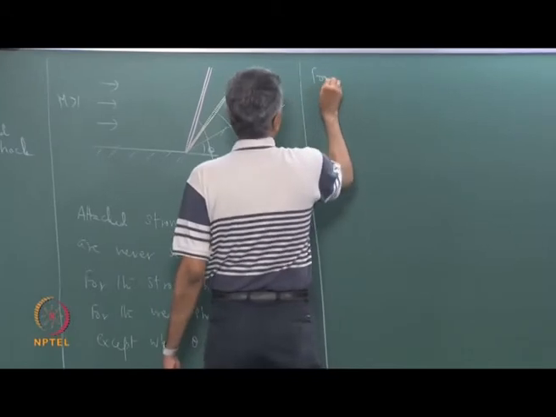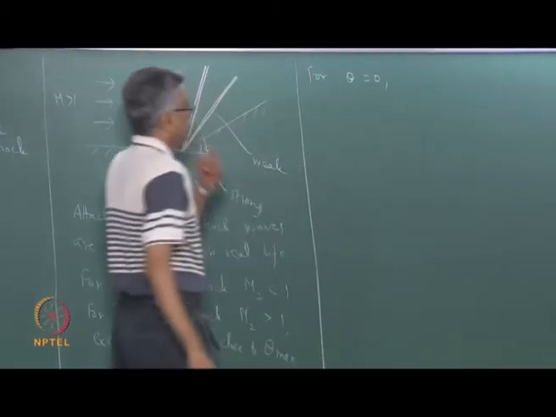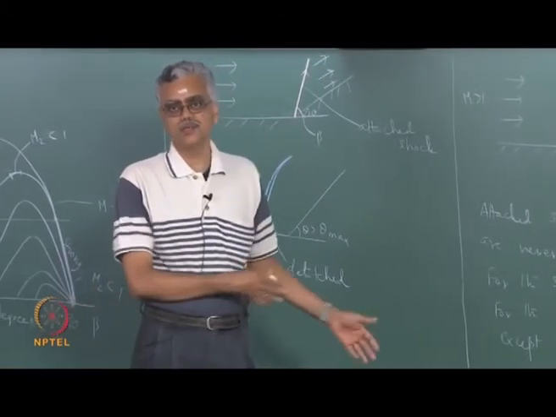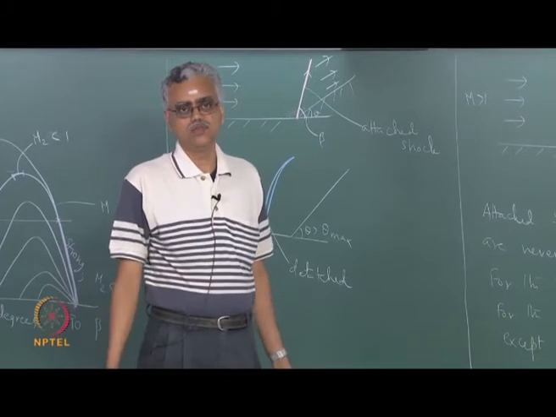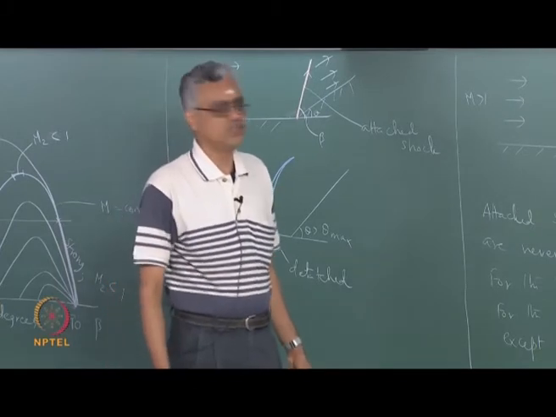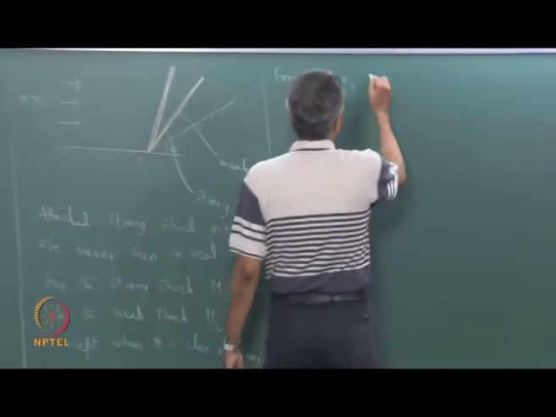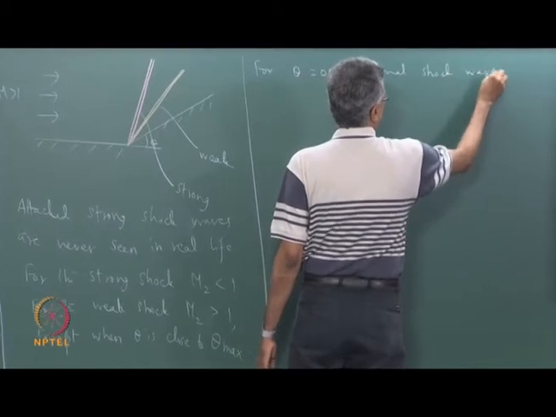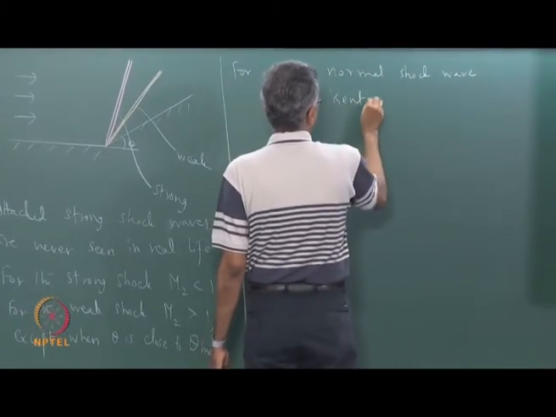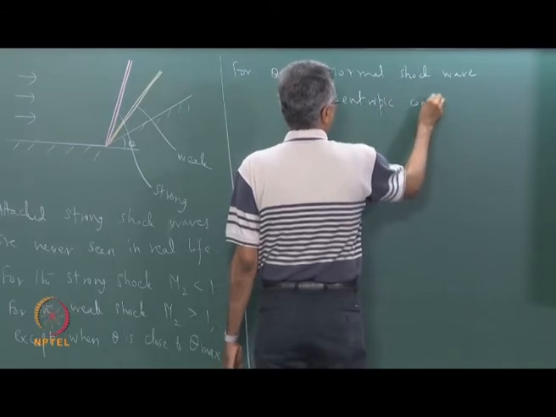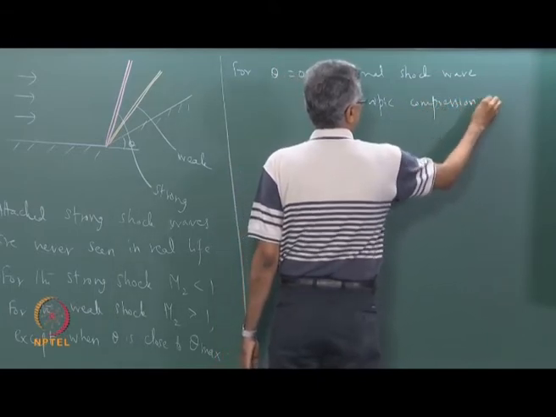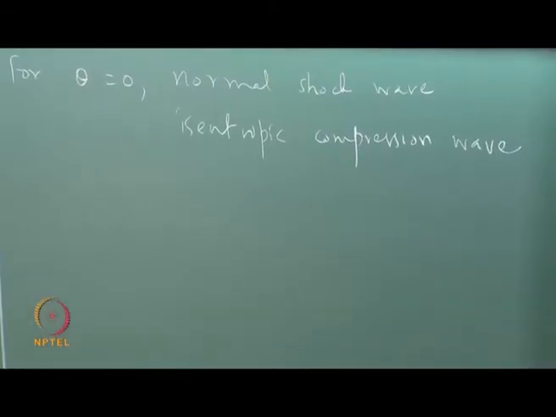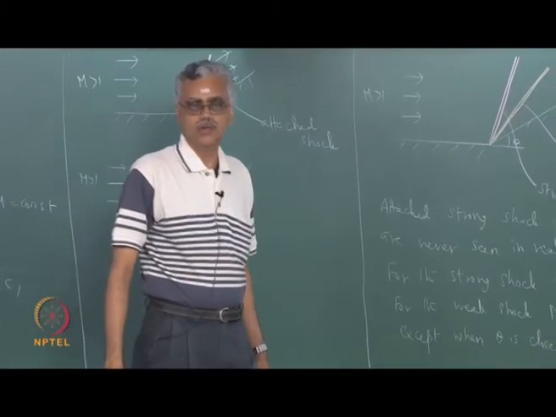So, for theta equal to 0, which is no flow deflection, as I said, two solutions are possible. One when it is an isentropic process, another one is what? Normal shock wave. That is why beta equal to 90. So, two solutions are possible, normal shock wave or an isentropic compression wave. We will see in the next chapter that such an isentropic compression wave is called a Mach wave.